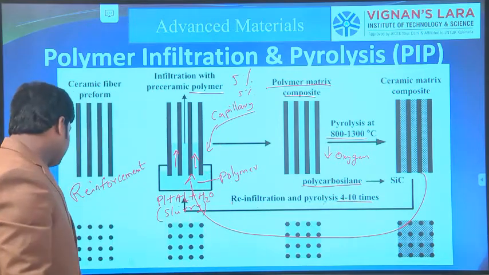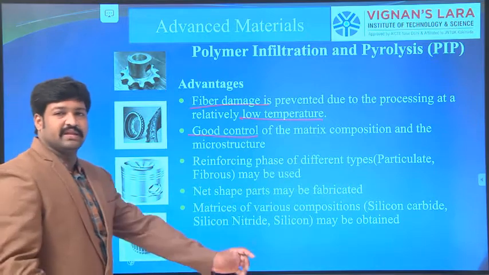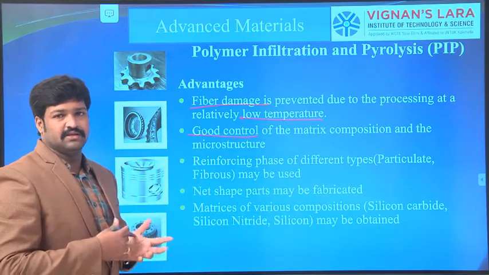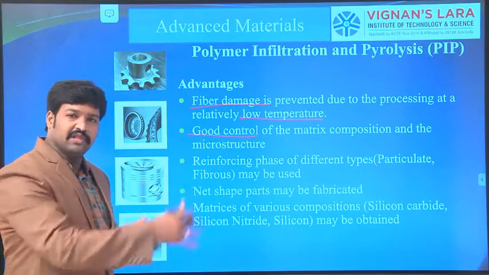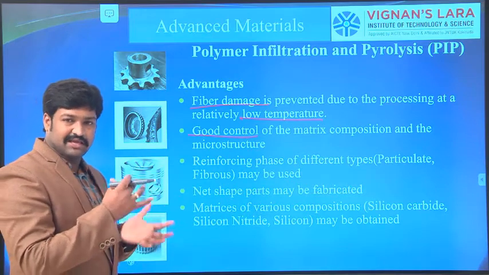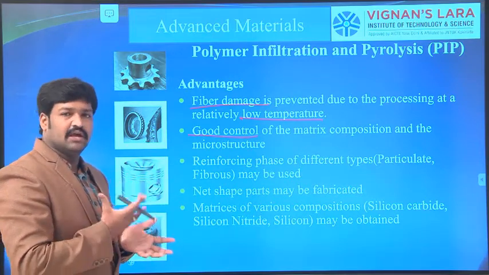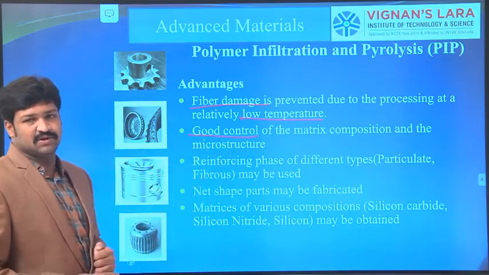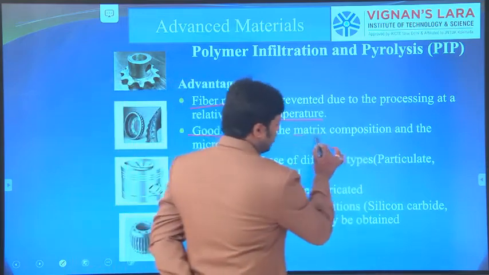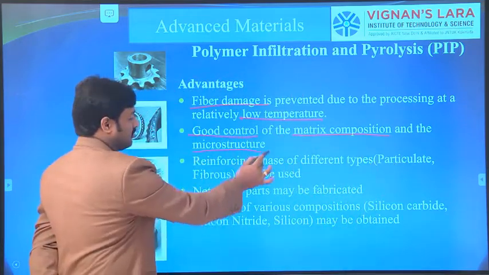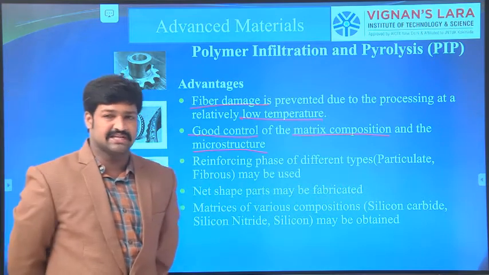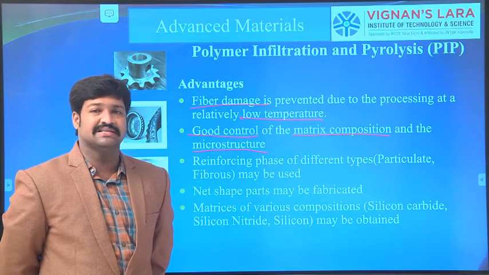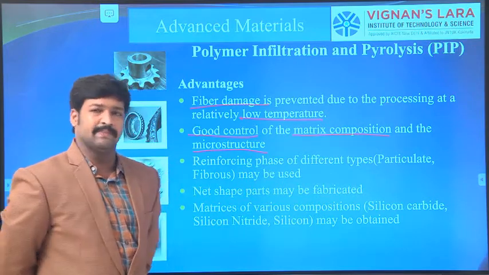So depending upon the matrix material that should be incorporated, that can be controlled. Here we are repeating n number of times. If we want more matrix, again we will do the process. If the infiltrated matrix is sufficient, then we will stop the process. So control of matrix material is possible in this process. Good control of the matrix composition and the microstructure. The formation of the microstructure depends upon the rate of cooling, so the cooling rate can be controlled so that the desired microstructure of our compound can be obtained.